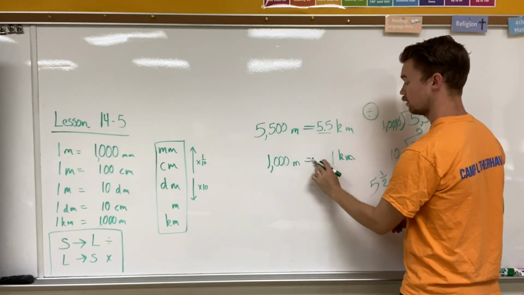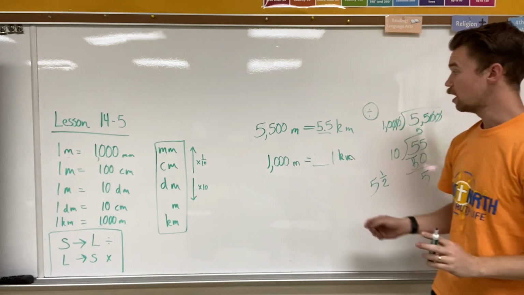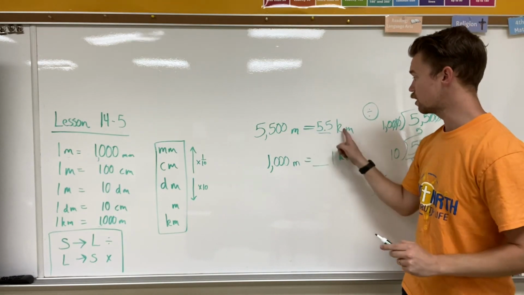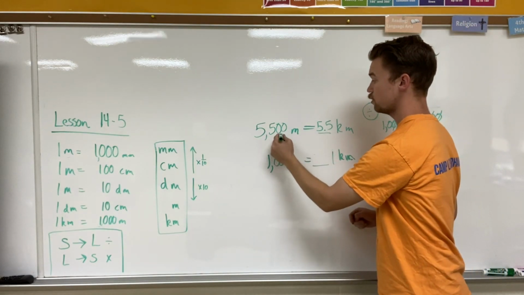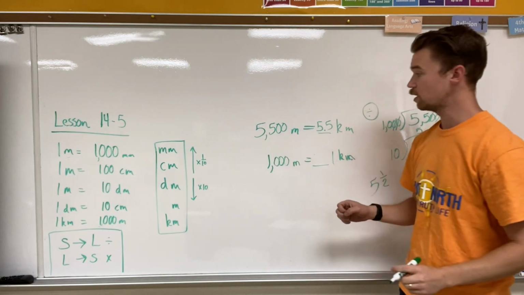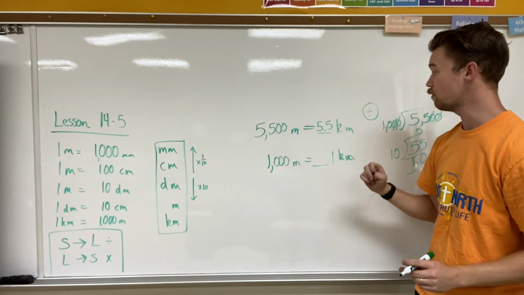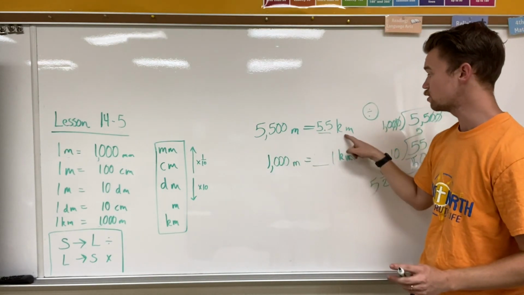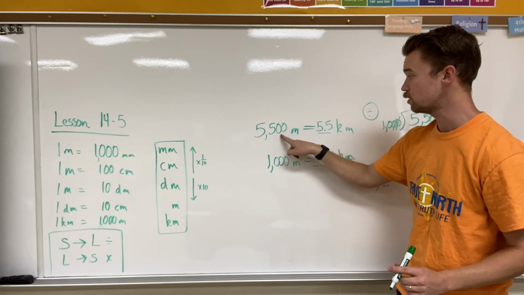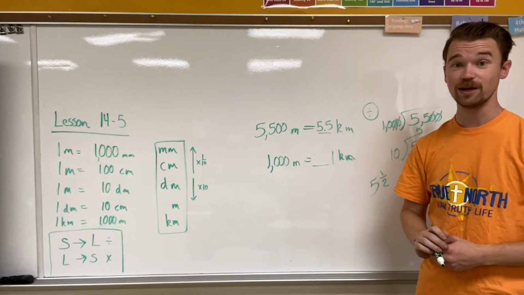5.5 kilometers. Or if I notice that going from meters to kilometers, I have 1, 2, 3. Kilo means 3, so I'm going to move it over 3 place values. Going from smaller to bigger, move it over 3 place values. 1, 2, 3 would be 5.5.